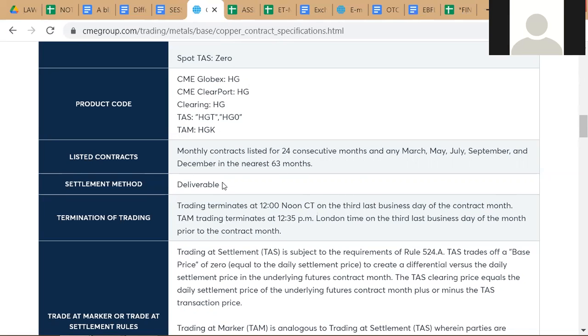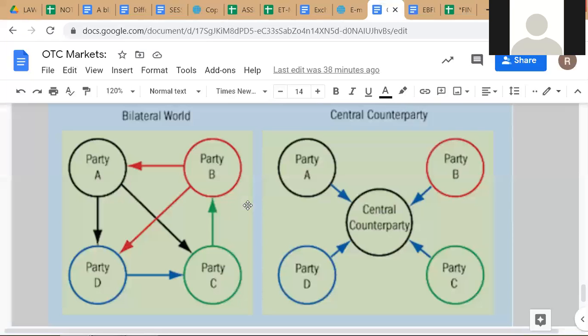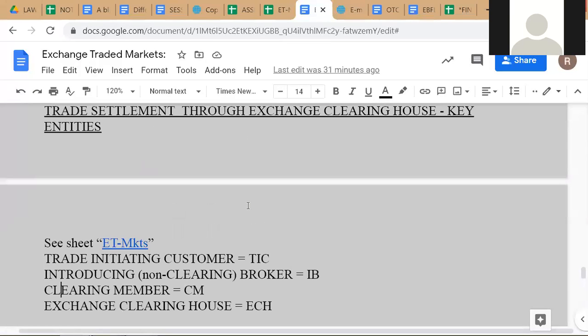So suppose the contract month is March 2022. Then find out the third last business day of March 2022. 12 noon on that day, that's when trading terminates. Okay, so let's borrow this phrase from here and write it here. This will not transfer very smoothly, but we'll take care of that later.